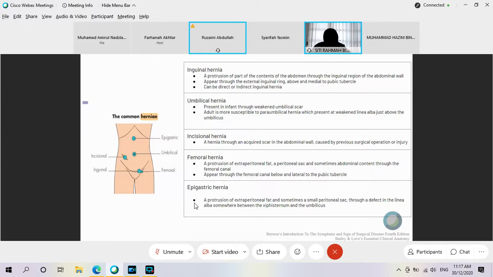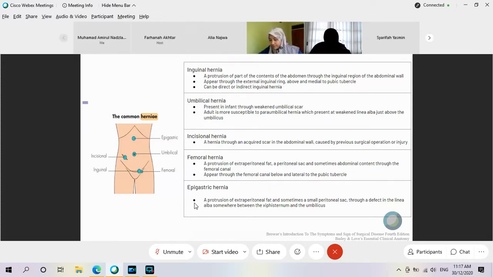I'm sorry, doctor, wait. Doctor, from Bailey and Love, it mentions that for inguinal hernia, it is 80%.